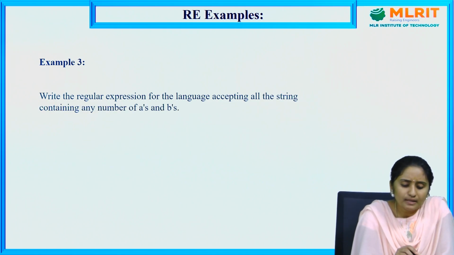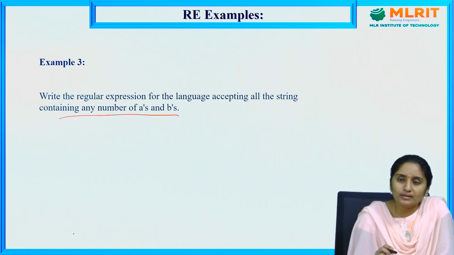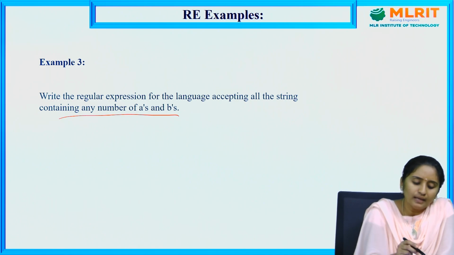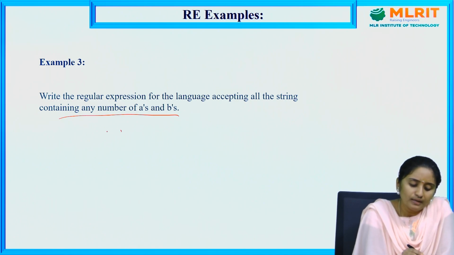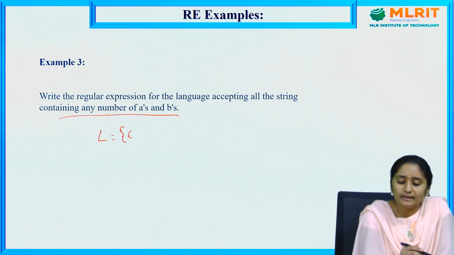Next, write the regular expression for the language accepting all the strings containing any number of A's and B's. Any number of A's and B's is nothing but, see here, I am going to construct a language containing any number of A's and any number of B's.